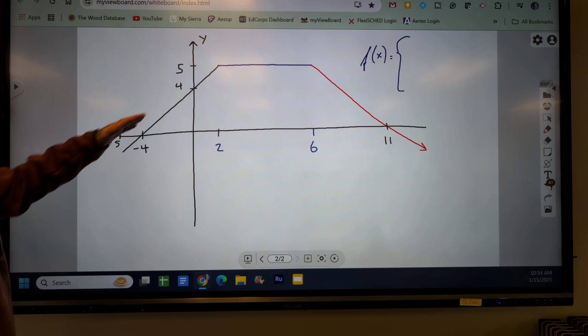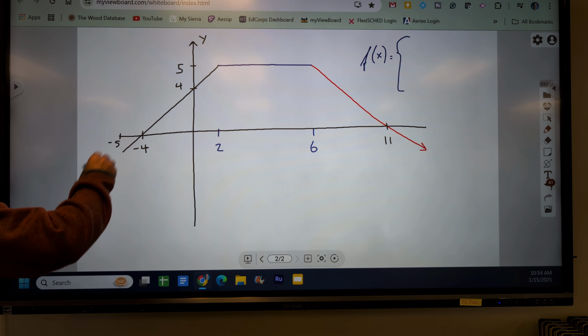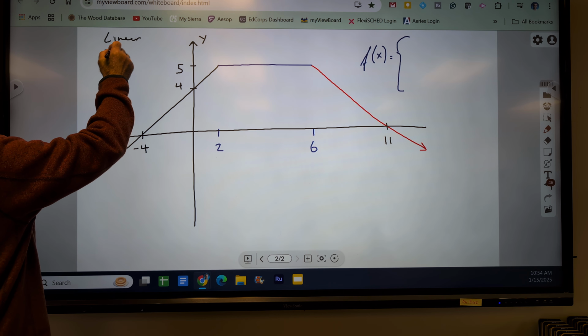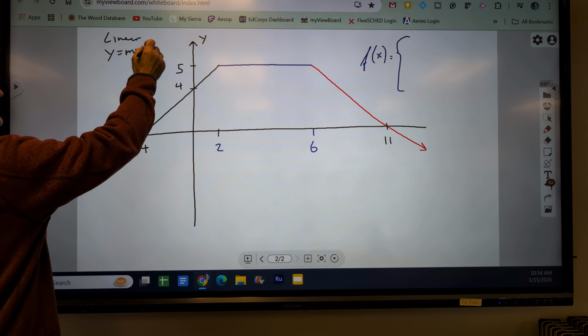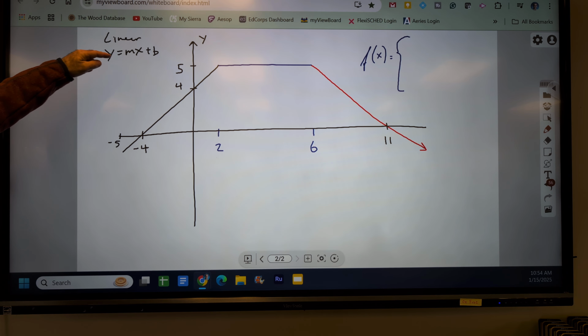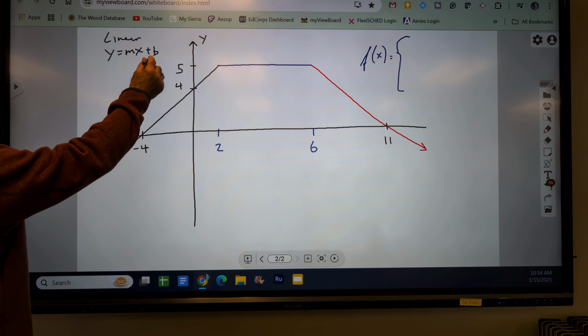So let's take a look at the black graph first. I know it is a linear function. I identify it first. Then I get a general equation, y equals mx plus b. This is a roadmap telling me where I need to go. M is slope. B is y-intercept.